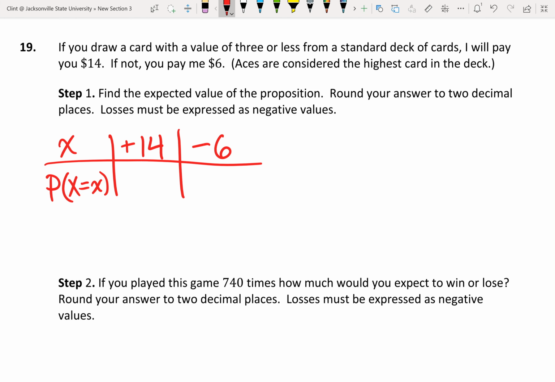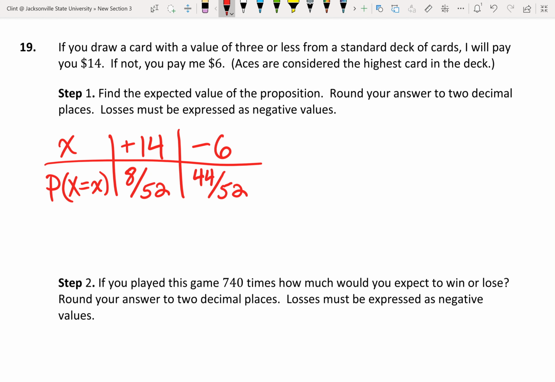Remember, there are 52 total cards in the deck. It says aces are high cards, not low cards. So how can we get a 3 or less? That would be drawing a 3 or a 2. So there's 2 ways in each suit. Okay, but there's 4 suits, so we have a total of 8 winning cards in the deck out of 52. And then if we do 52 minus 8, that tells us we have 44 losing cards out of 52.